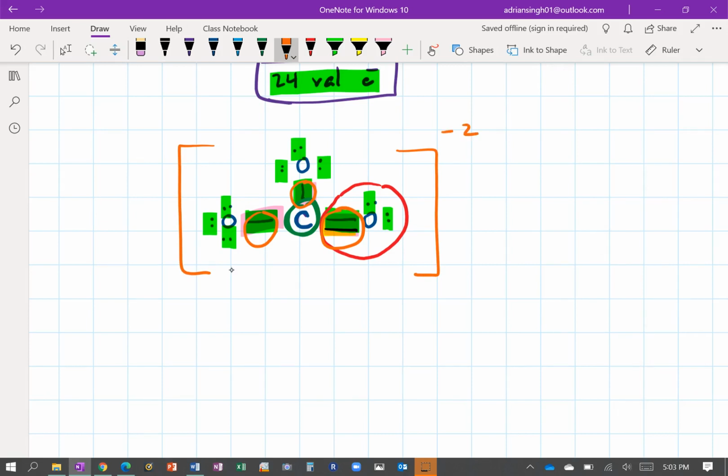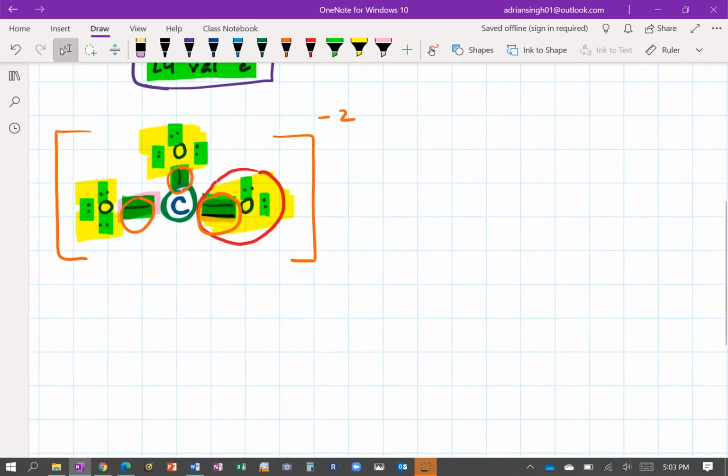Right, so that's one possible Lewis structure. Now, what you will notice is that I moved my lone pair from this oxygen over here on the right, but could I have moved the lone pair from the oxygen on the left side? Or maybe from the oxygen on top? It didn't really matter where I moved that lone pair from, right?